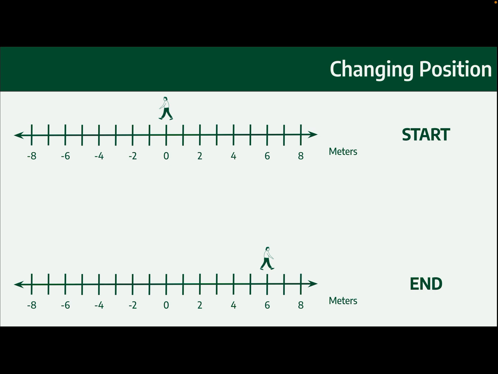So if I look at this walking dude or dudette, walking along here, I can see that their position changes from some start to some end. And I could determine what that change in position is by taking that ending position minus that starting position. So in this case, 6 minus 0, which would equal 6. So the change in position in this case would be 6, and I could use that information.